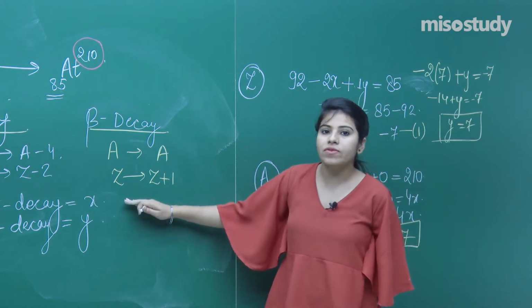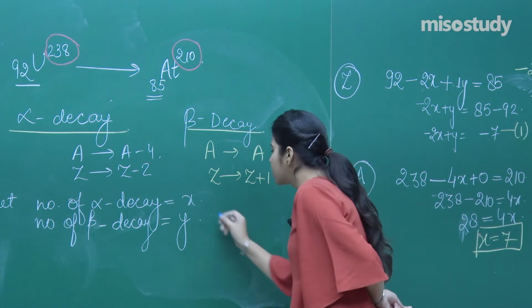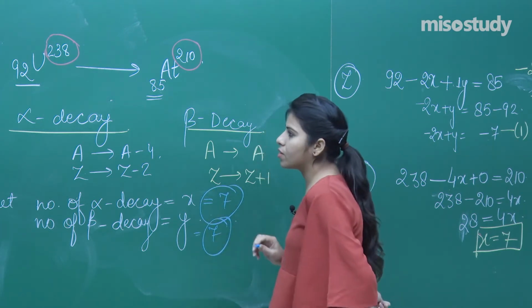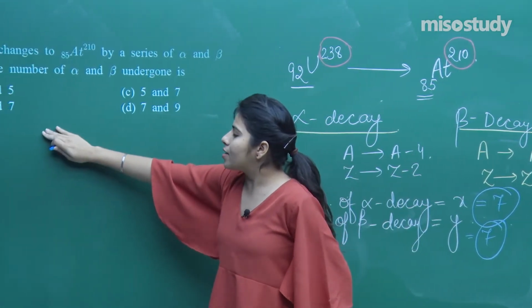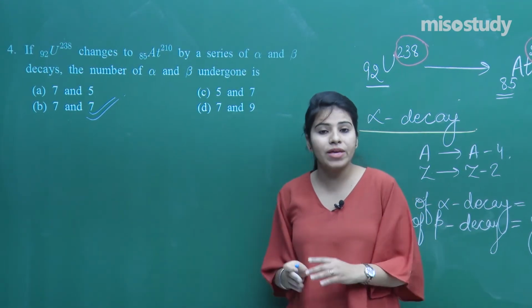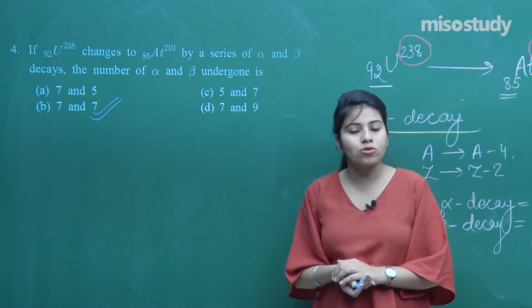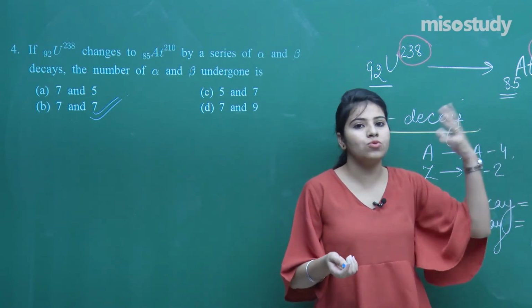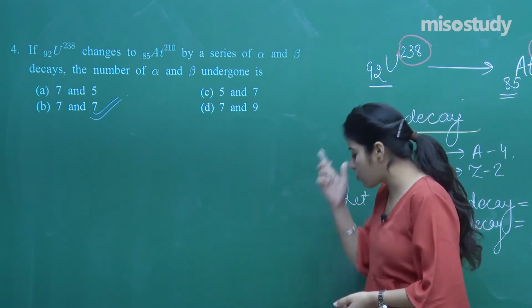You know that we considered the number of alpha decays as x, and it has come out to be 7. Similarly, y has come out to be 7. Now we just see the options. I can see that option B, that means both are 7 and 7, must be the correct answer for this question. So this was the way we started the question, proceeded, and reached the answer. Now let me move towards the next question, question number 5.